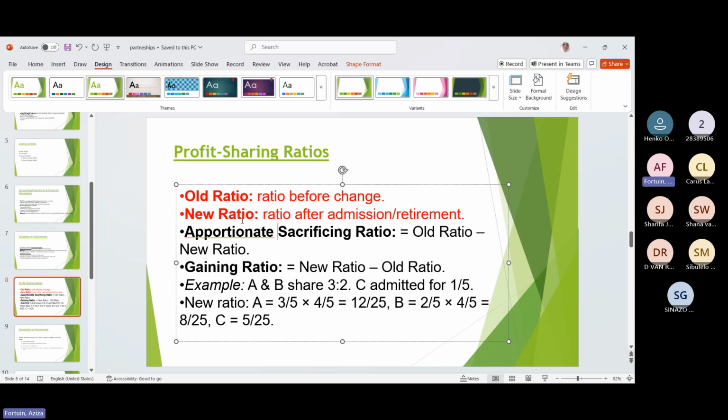Okay, then you get the profit sharing ratio. If you apportion it, the old ratio to the new ratio, the new gaining ratio is the new ratio minus the old ratio. So example, A and B share 3 and 2, C is admitted for 1/5. The new ratio is 3/5 times 4/5, which equals 12/25. Then B will be 2/5 times 4/5 equals 8/25, and C will then be 5/25. You can look at that in your own time.